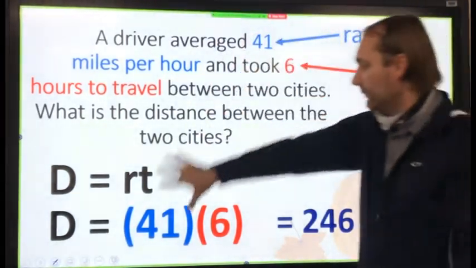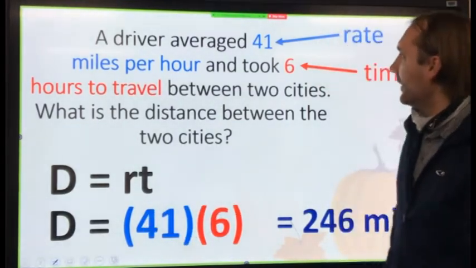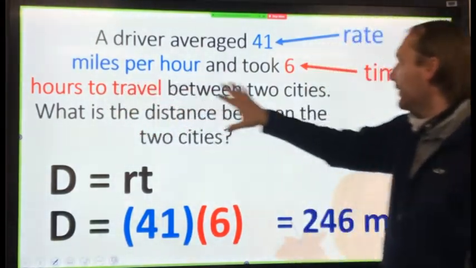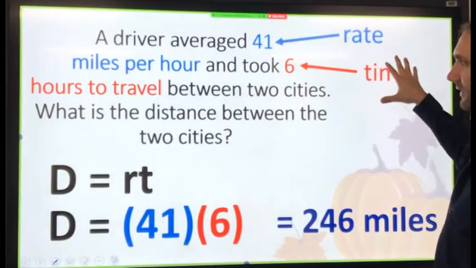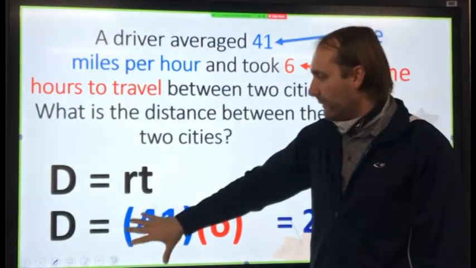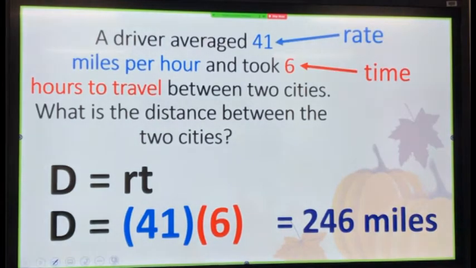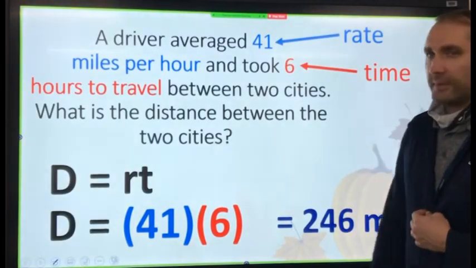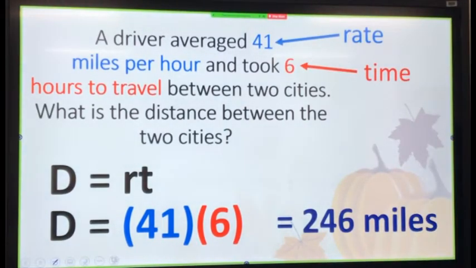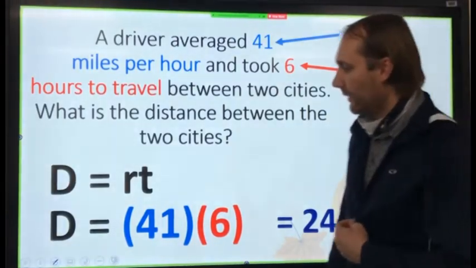So as I look at this problem, the driver averaged 41 miles per hour. That's my rate. So R equals 41. And took 6 hours to travel between the two cities. 6 hours, T, is my time. So to find my distance, my rate times my time equals 246 miles. So perhaps there was traffic or a lot of speed traps. 246 miles, took him 6 hours to get there. Average rate of 41 miles per hour.